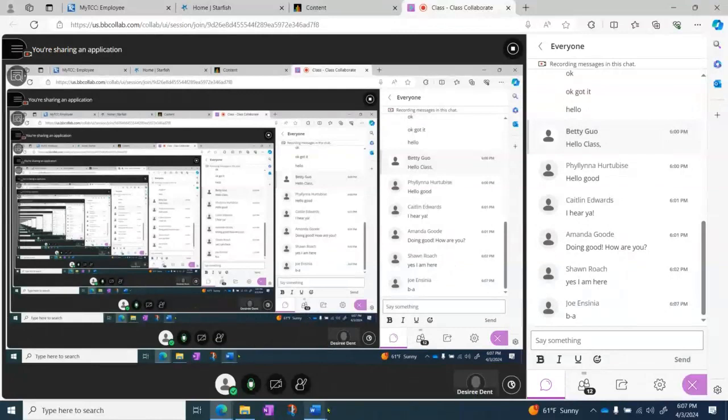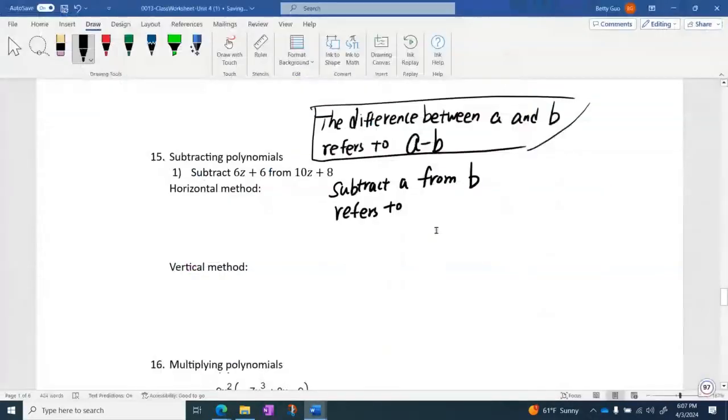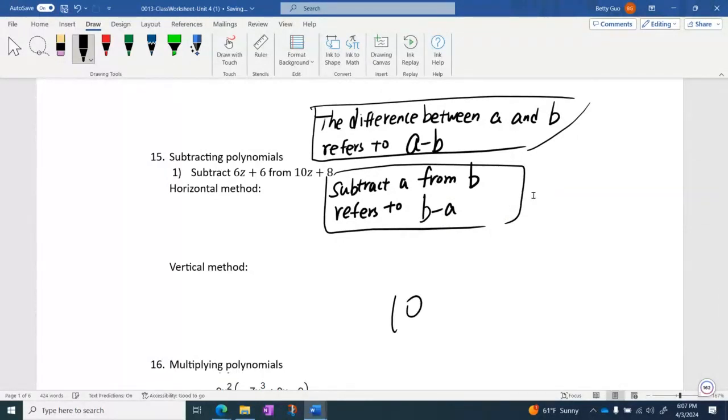B minus A. Joe says it's supposed to be B minus A. Exactly. That's correct. Subtract A from B. For example, you have $10 and you go buy a sandwich. It takes $5. So the cashier takes away $5 from $10. So the money you have left would be 10 minus 5, not 5 minus 10.